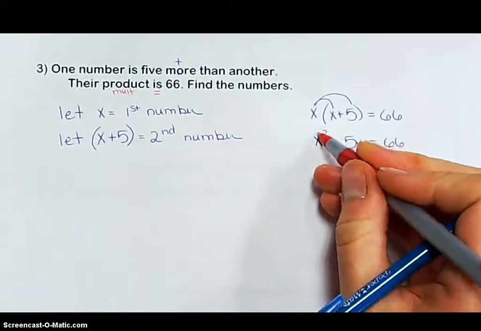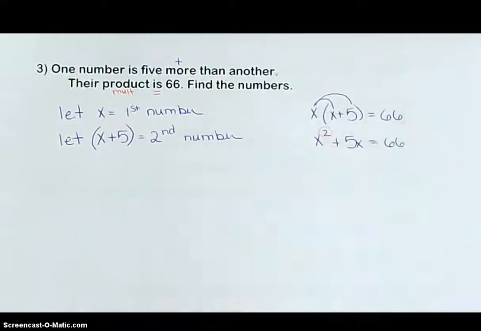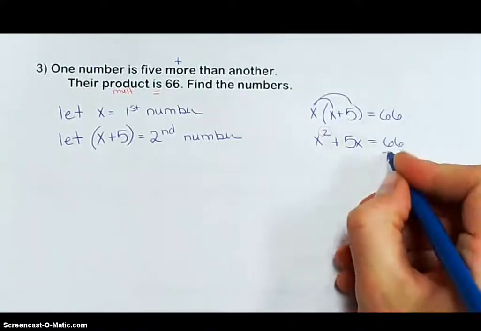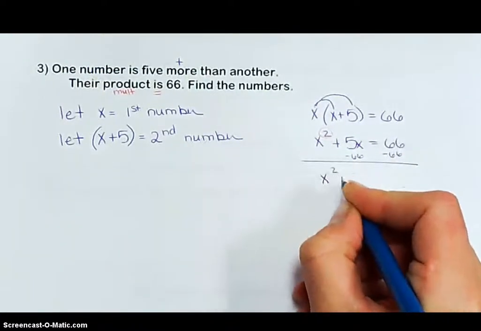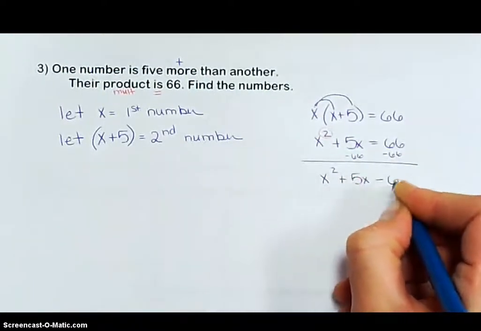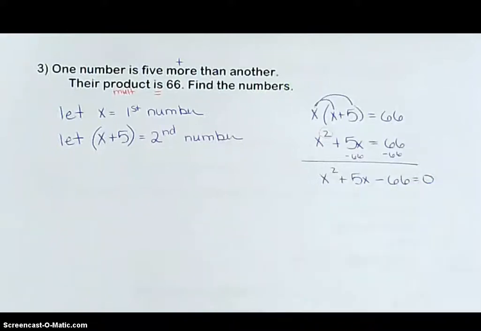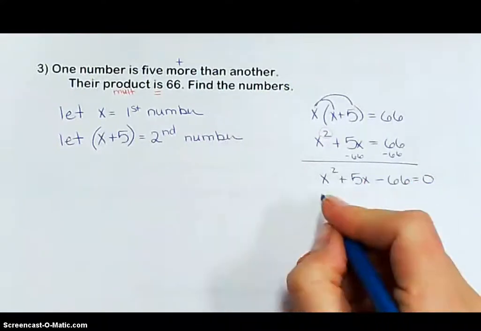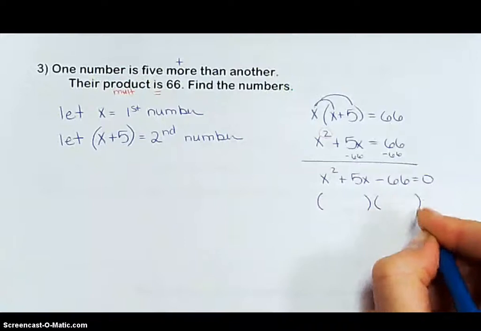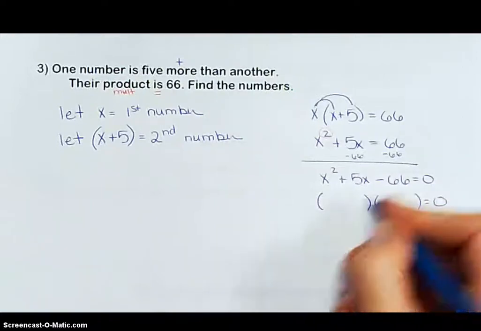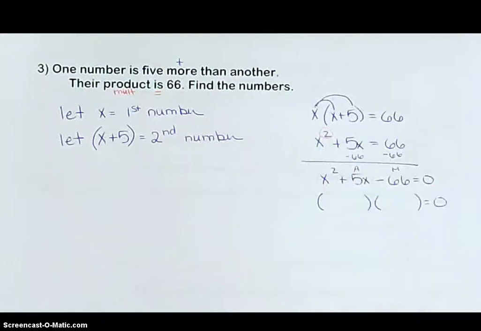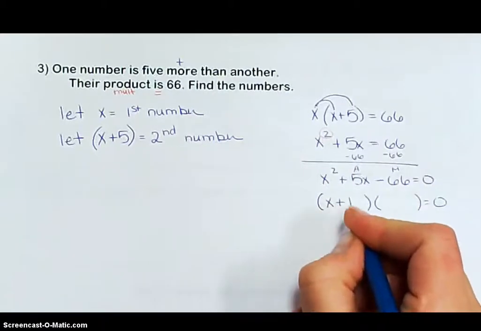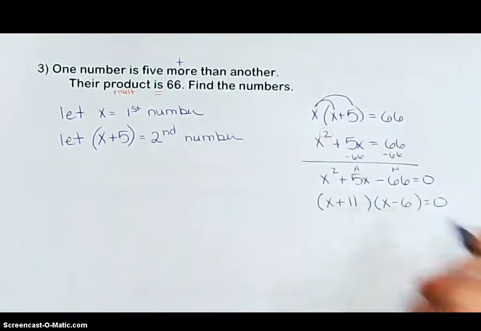Now x is squared. If x is squared, there's two answers. If there's two answers, we have to set the whole thing equal to 0. So I'm going to transpose the 66. X squared plus 5x minus 66 equals 0. Now we have to factor. There's no GCF, so I'm going to go right into trinomial factoring. And what is going to multiply to negative 66 and add to 5? That's going to be x plus 11 and x minus 6.